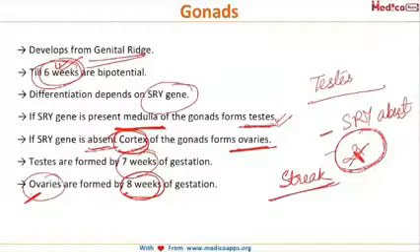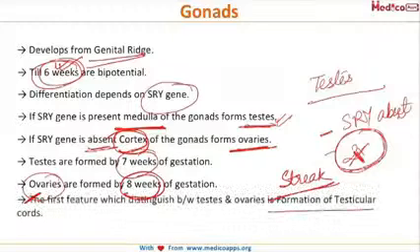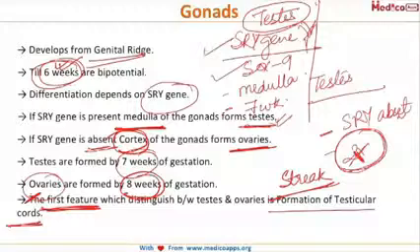Now the next important thing, which is the first structure to be formed in these gonads which differentiates it to be a testis, and that is the formation of testicular cords. Now we'll revise this entire thing in one sentence. Till 6 weeks of gestation, these gonads are bipotential. Now, if the Y chromosome is present along with its SRY gene and the SOX9 gene, then at 7 weeks of gestation, the medulla of these gonads develops into testis. Remember this and it will solve all your questions.